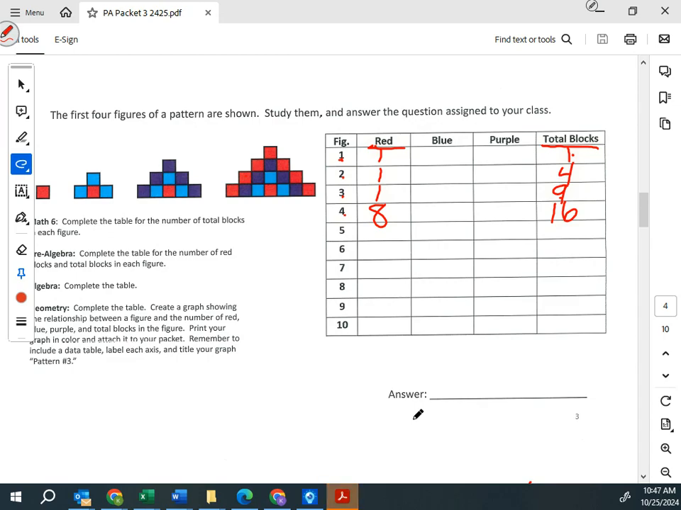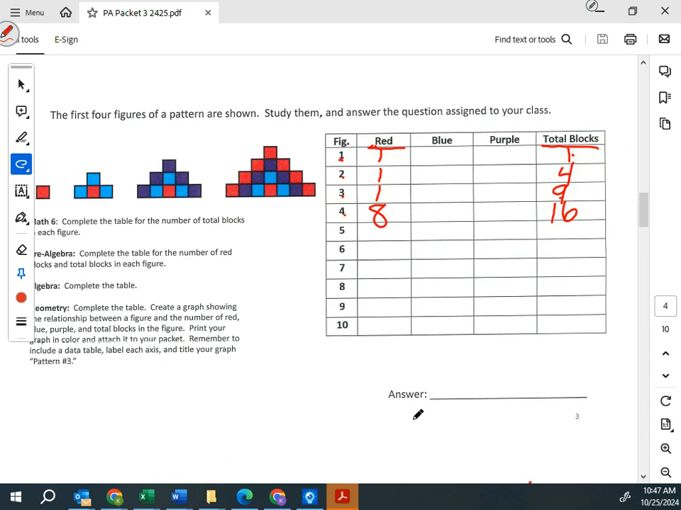Oh, do you think the total blocks are going to be super easy to fill in now that we saw that pattern? Love my perfect squares. These pattern pages, a lot of times those perfect squares will pop up. Always be looking for them. Know your perfect squares. So that leaves us with having to complete the red.